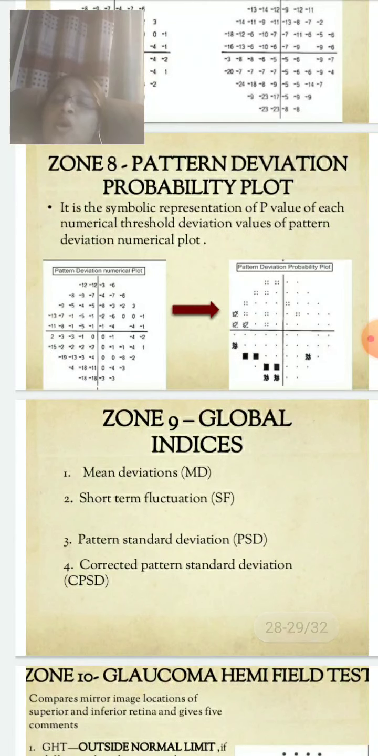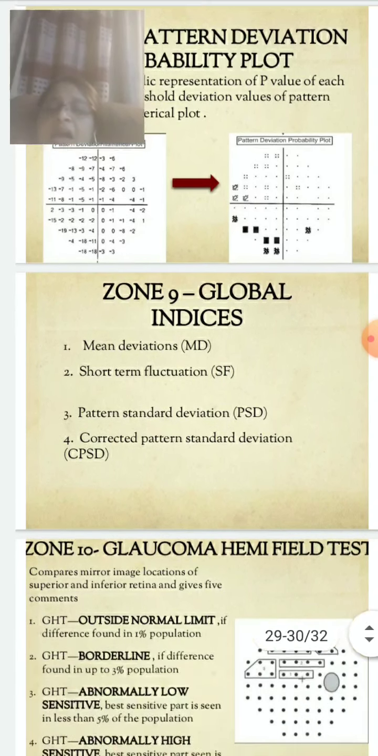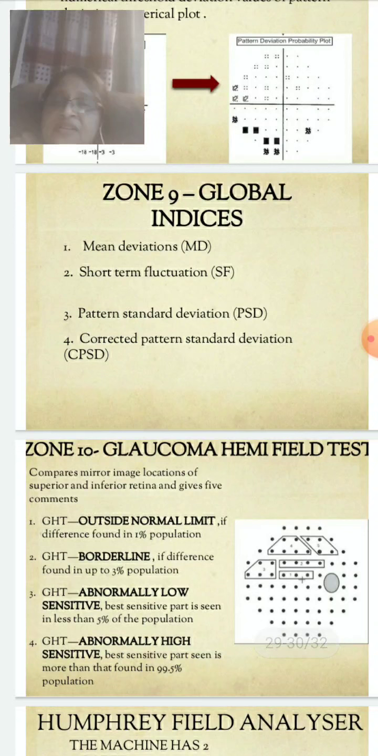Zone 9 is the global indices: the mean deviation, that is the deviation from the age-matched population, the short-term fluctuations, and the pattern standard deviation from the pattern deviation plot. Zone 10 is the glaucoma hemifield test.